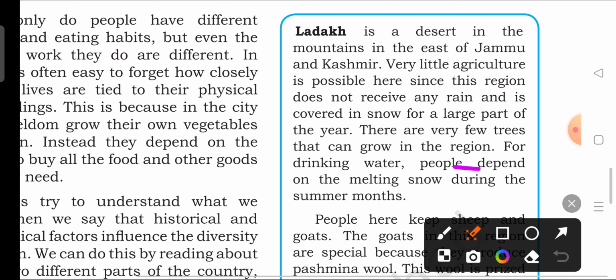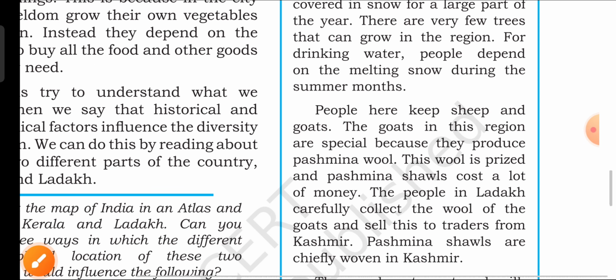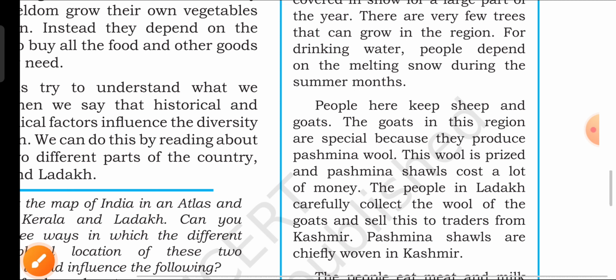For drinking water, people depend on the melting snow during the summer months. See, the value of water is very much known by the people living in this region, because they receive a very low amount of rainfall, due to which there is water scarcity, and only during winter the snow will not be melted, isn't it? So only during summers they depend on this melting snow for their drinking water.